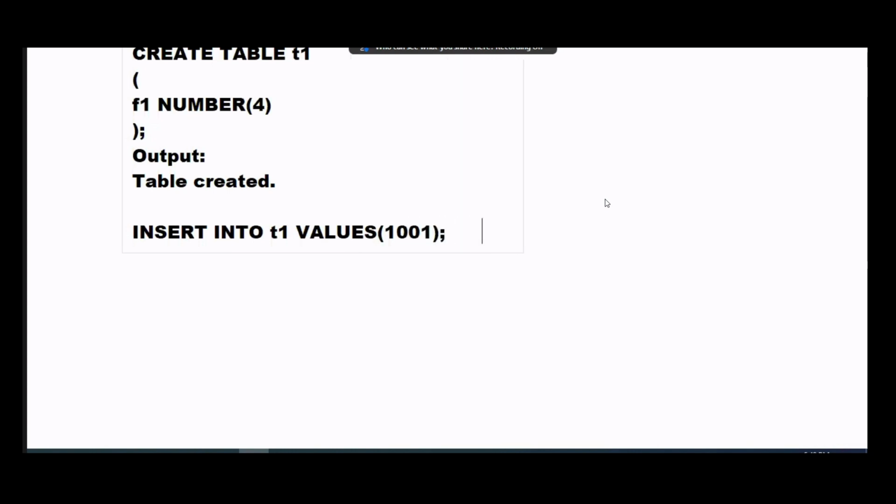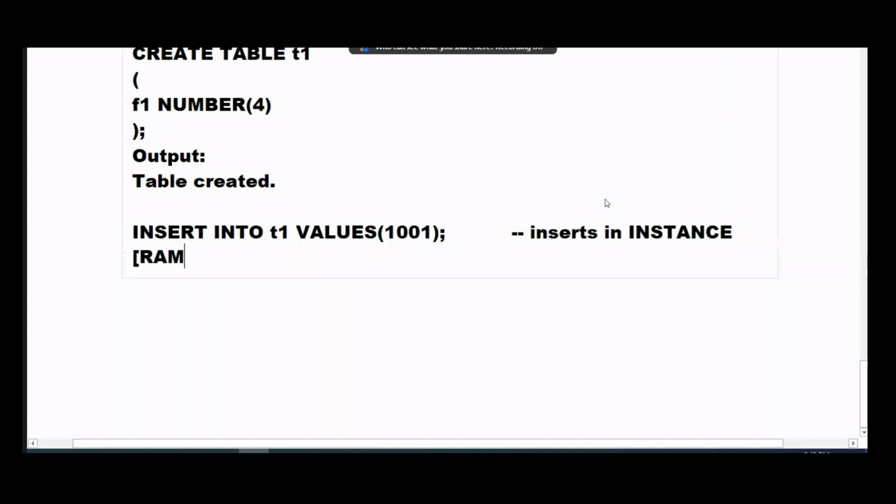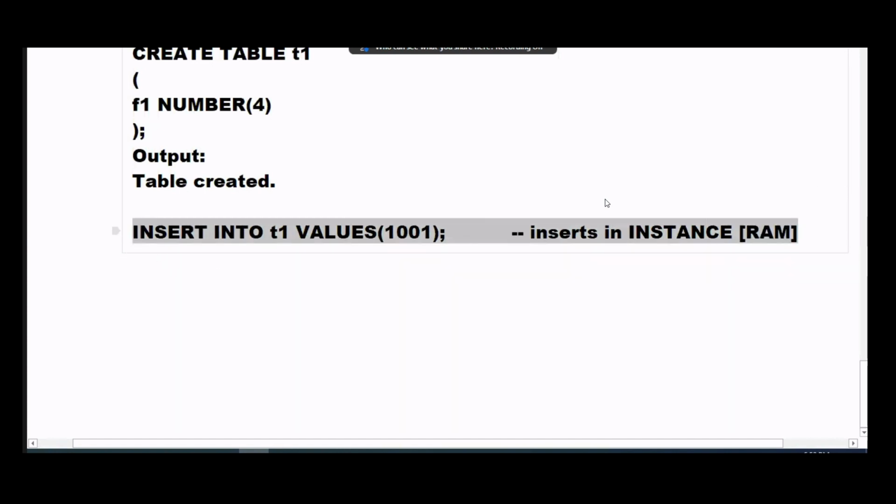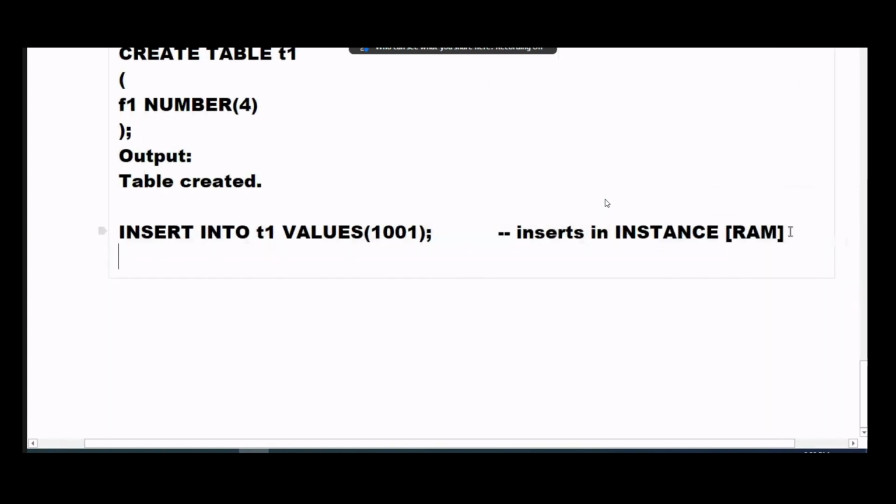Please confirm where this record will be inserted, in the instance or in the database. Okay, it inserts in the instance. Instance means where it is stored now? The RAM. In the RAM, is it temporary or permanent? Temporary. One more record I'm inserting, 1002.